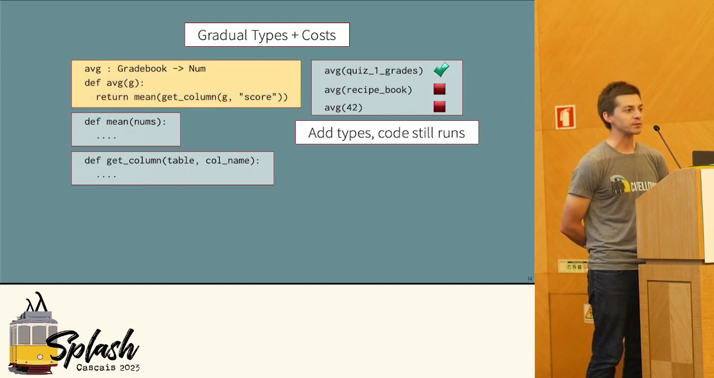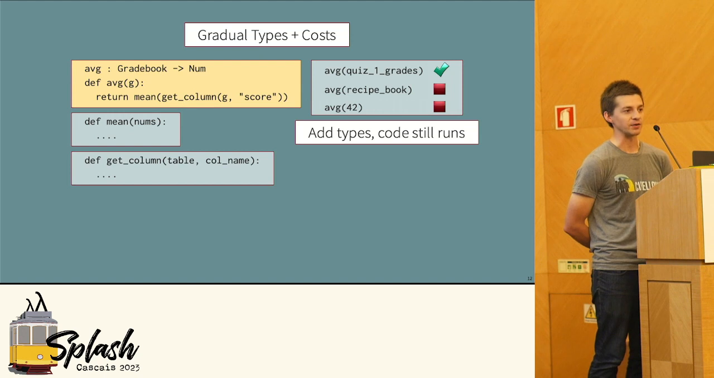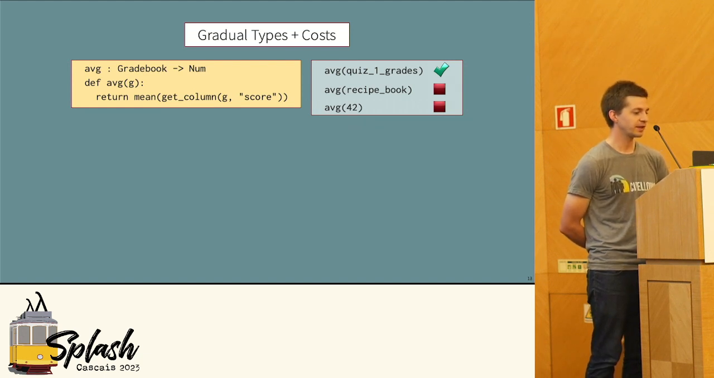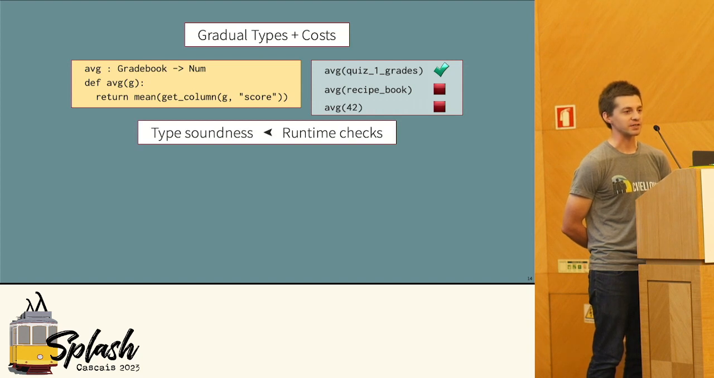With gradual typing, we can change just the one average function. We can give that a type annotation and leave all the other code exactly the same as it was before. So this is a well-typed, gradually typed program. If we were to run this program, we would see two runtime errors when we do those two bad calls to average, but we don't see those until we run. So at static time, we only check the types in the yellow part of the code. To do this and have sound types, we're going to need runtime checks, and that's where the costs come from.